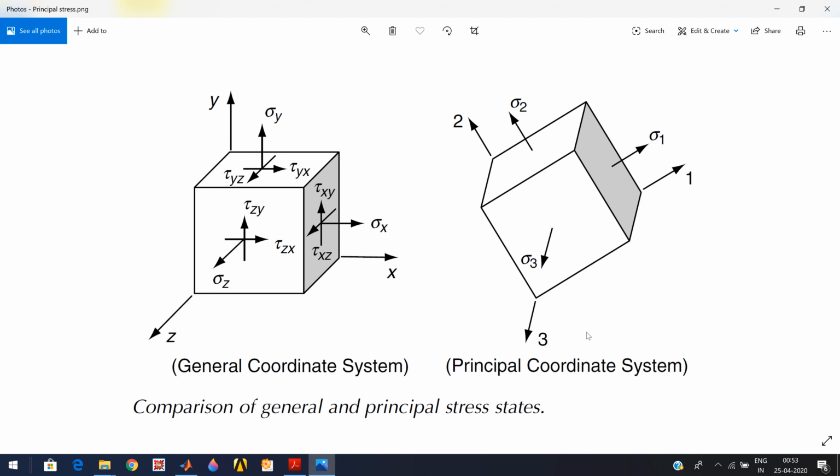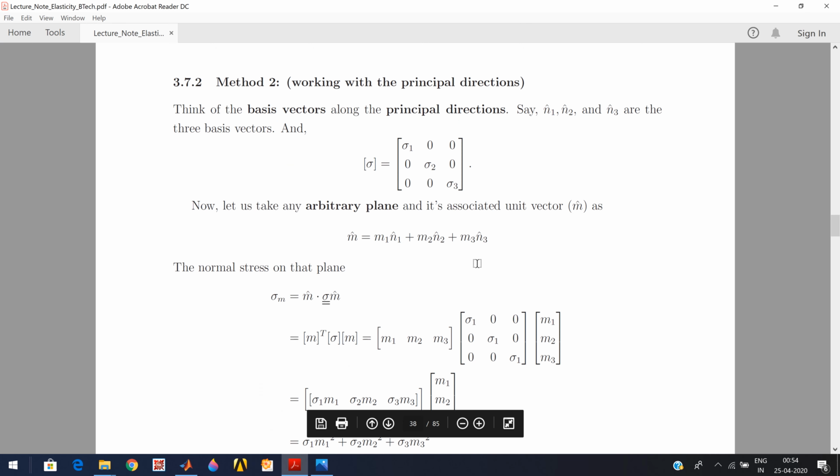right hand side figure. So we are dealing with the same stress tensor, but we are just changing the coordinate system. So that's why the physical significance of the stress remains the same. So we are just having a different coordinate system to represent that same stress tensor, and this will make our life a little easy because we will have only three scalar values, sigma 1, sigma 2, sigma 3.